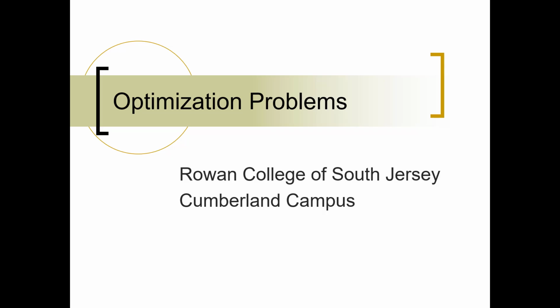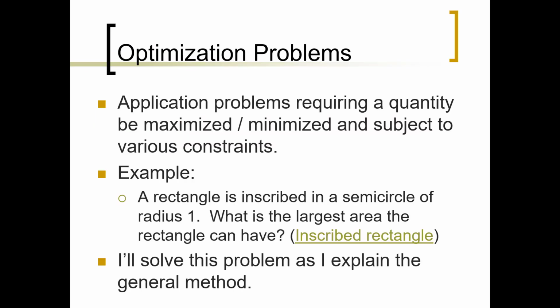This video introduces optimization problems and how to use calculus to solve them. Optimization problems are just application problems that require a quantity to be maximized or minimized whilst being subject to various constraints. A good example would be, suppose you have a rectangle that's inscribed inside a semicircle of radius 1. What's the largest such area that that rectangle could have? Now I'll solve that problem as I explain the general method.